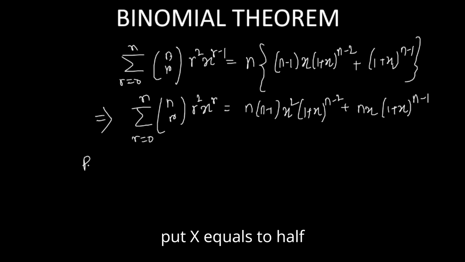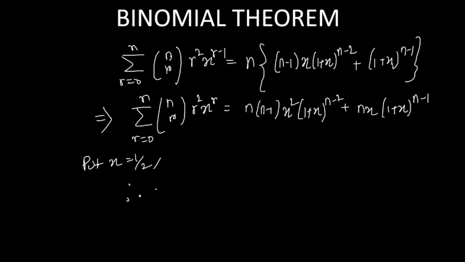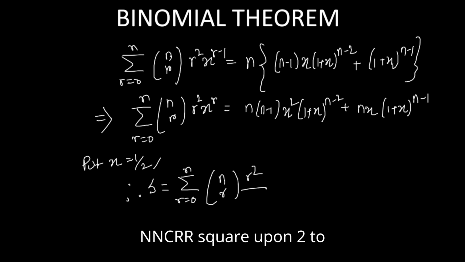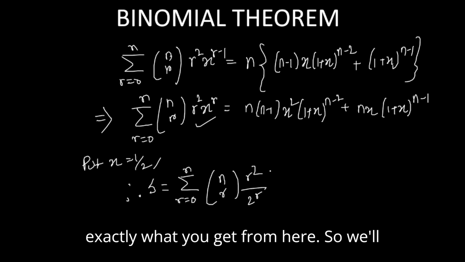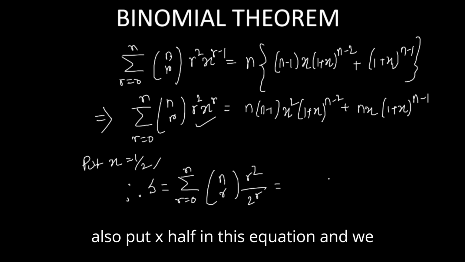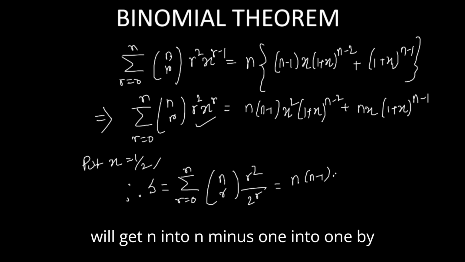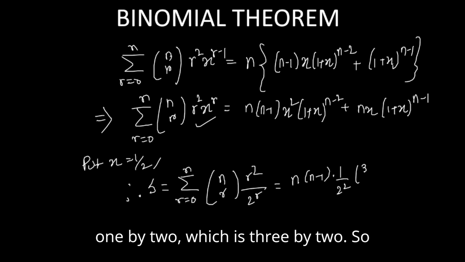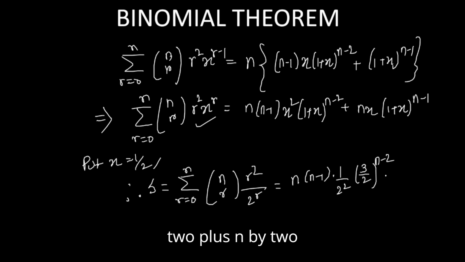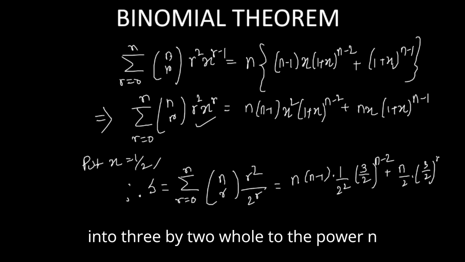And now simply put x = 1/2 to get our desired sum. So S, which is equal to the summation r = 0 to n of nCr r squared upon 2^n, is what we started with, right? If we put x = 1/2, this is exactly what you get from here. So we'll also put x = 1/2 in this equation, and we will get n(n - 1) times 1 by 2 squared, and inside we get 1 + 1/2, which is 3/2. So (3/2)^(n-2) plus n/2 times (3/2)^(n-1).